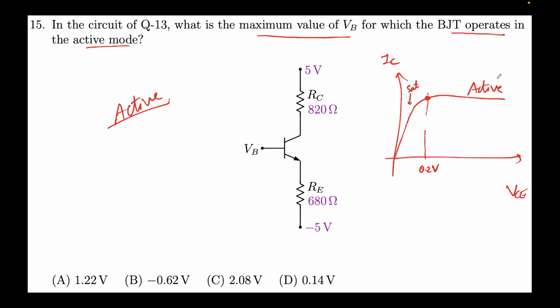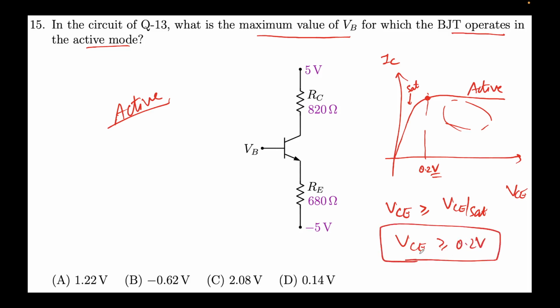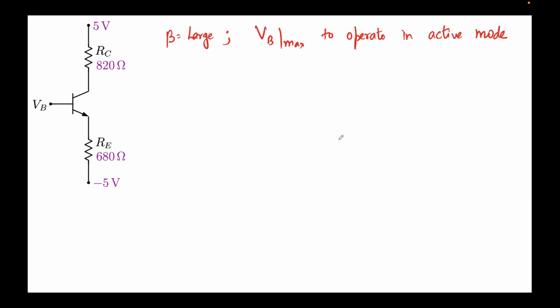Here in this region, how do we do that? This means VCE should be greater than or equal to VCE SAT, which is this value. So VCE should be greater than or equal to 0.2 volts. This is the condition that we work with, and based on this condition, we'll impose some restrictions on the value of VB. We'll see what kind of restrictions come, but this is the expression that we have to work with, right?